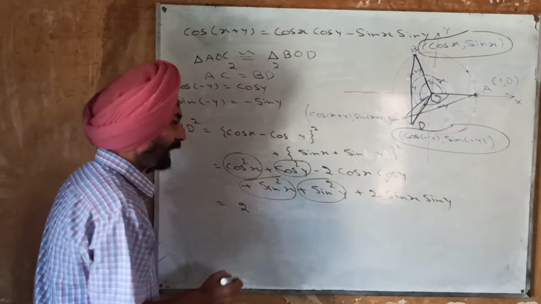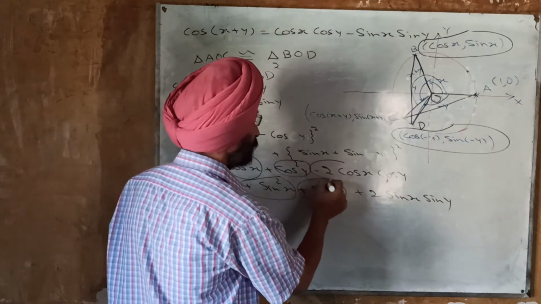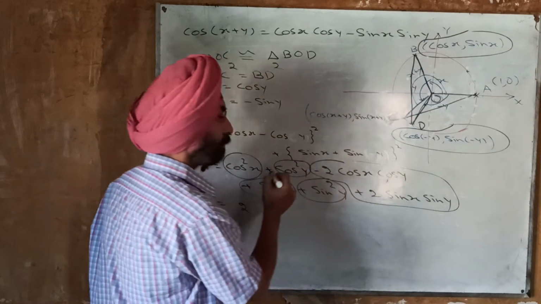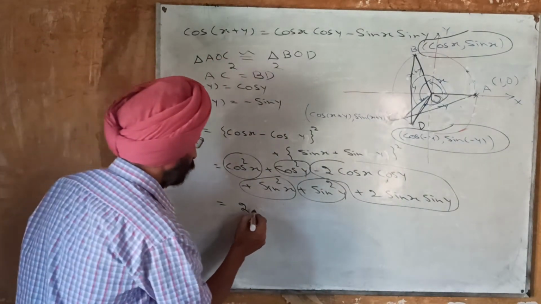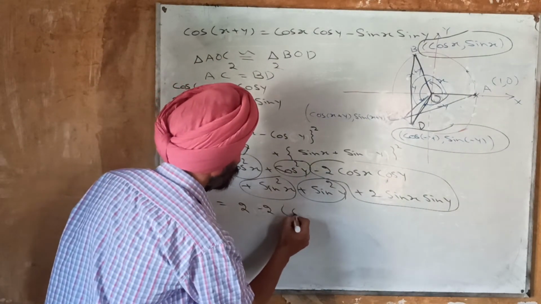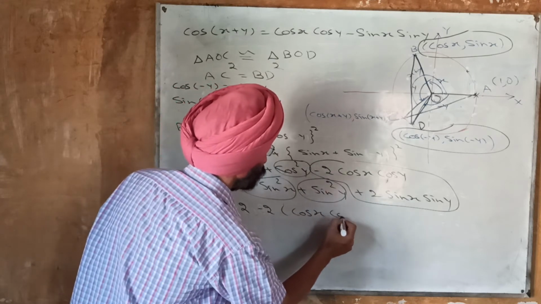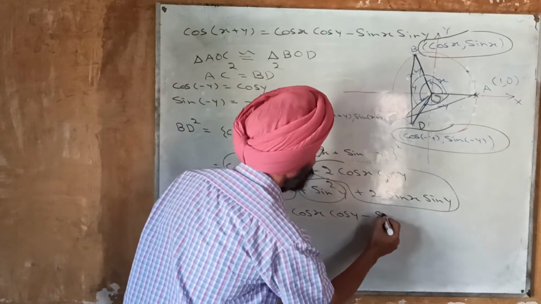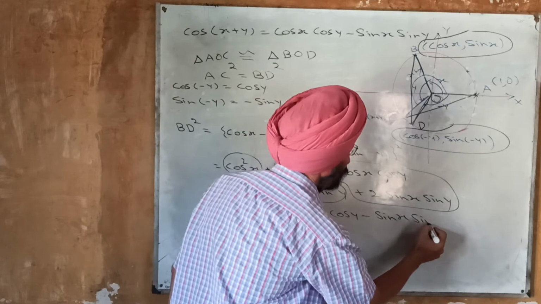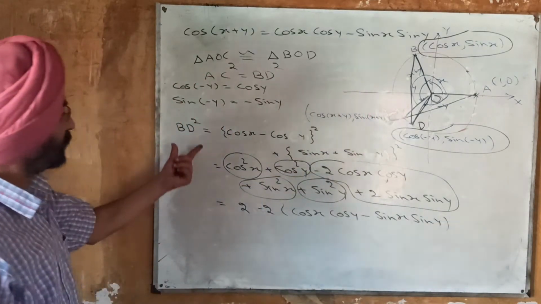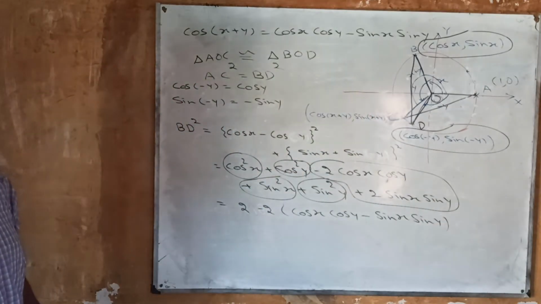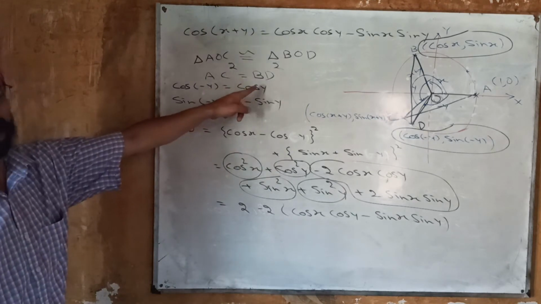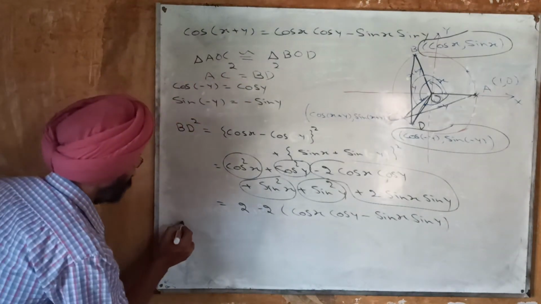So it is 2, and from these two terms I am taking out minus 2 as common. So minus 2 is common. You will get cos x cos y minus sin x sin y. So this is your distance BD square. This is BD square.